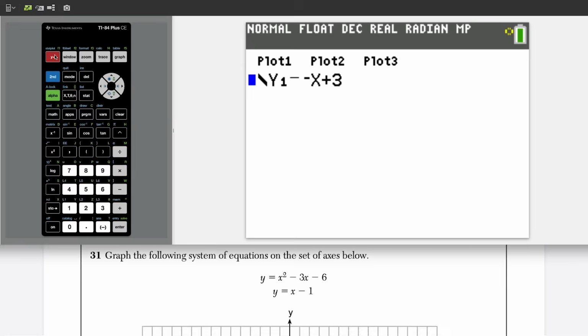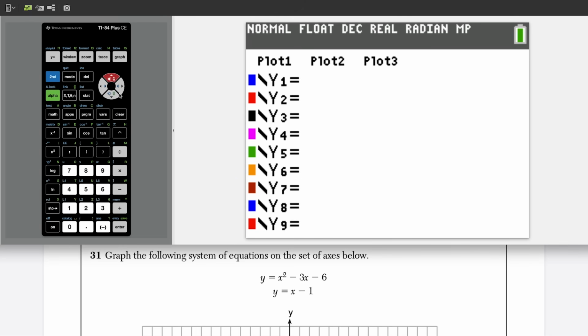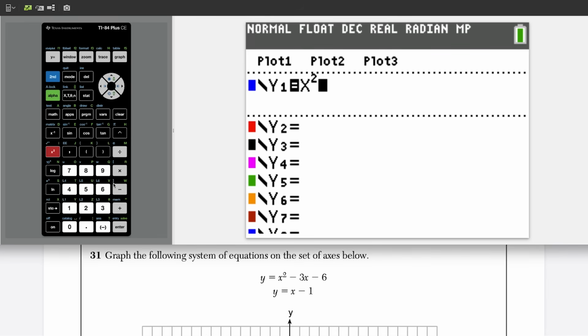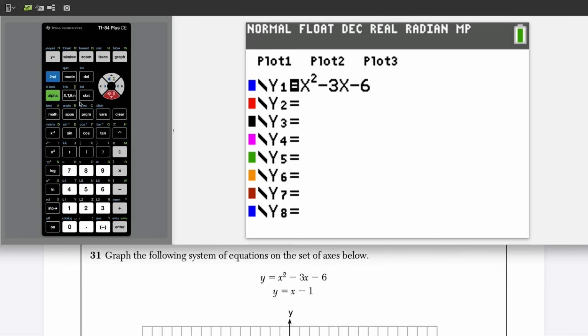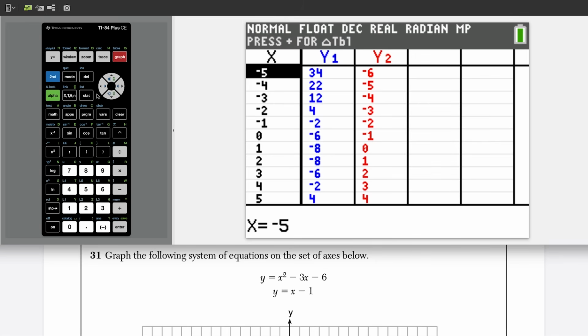So for this question, we're just going to go over to the y equals, and we could just type in the two equations here and see what we get on the graph. So we have for y1, we're going to write x squared, and then minus 3x, and then minus 6. And for the second equation, we have x minus 1. So we press graph here just to get an idea of what this looks like. It looks like we have two solutions because we have 2 points of intersection. So we have the graph, but what's also really important here is going to be the table of values. This is going to help us stay accurate when we actually graph this on the set of axes below.